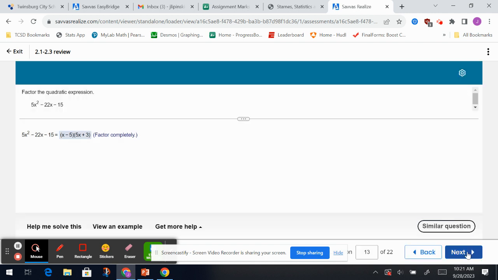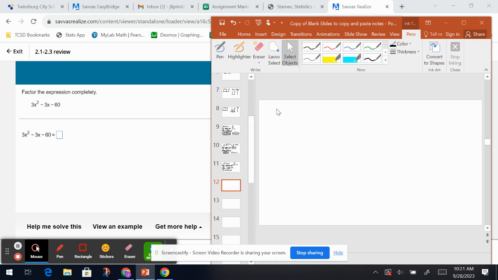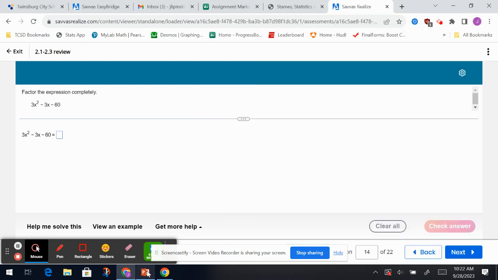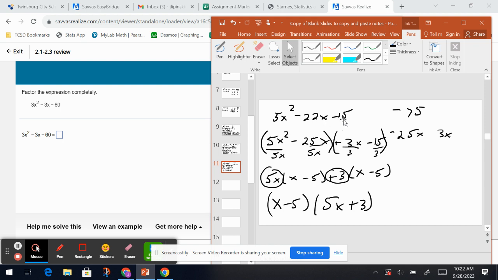We're going to go ahead and go to the next problem. This one is a little bit different because we want to try and make it easier. If you look at problem number 14, I guarantee that you can take a GCF out first. Those other problems didn't have anything in common at the very beginning.